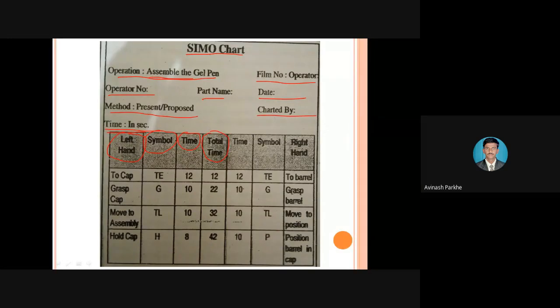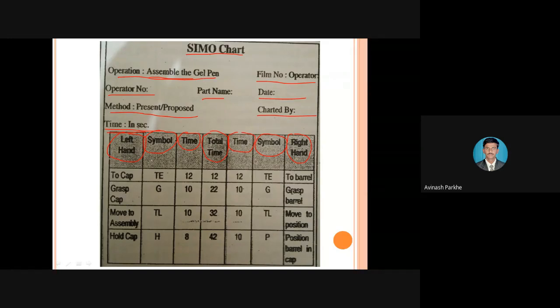Again, here at the last column, the movements taking place by the right hand are represented. Then the second last column, the symbol is represented. Whatever activities are performed by the right hand can be represented in a symbolic manner. And then one more time column is given. That time indicates the time required to perform the operation by the right hand.